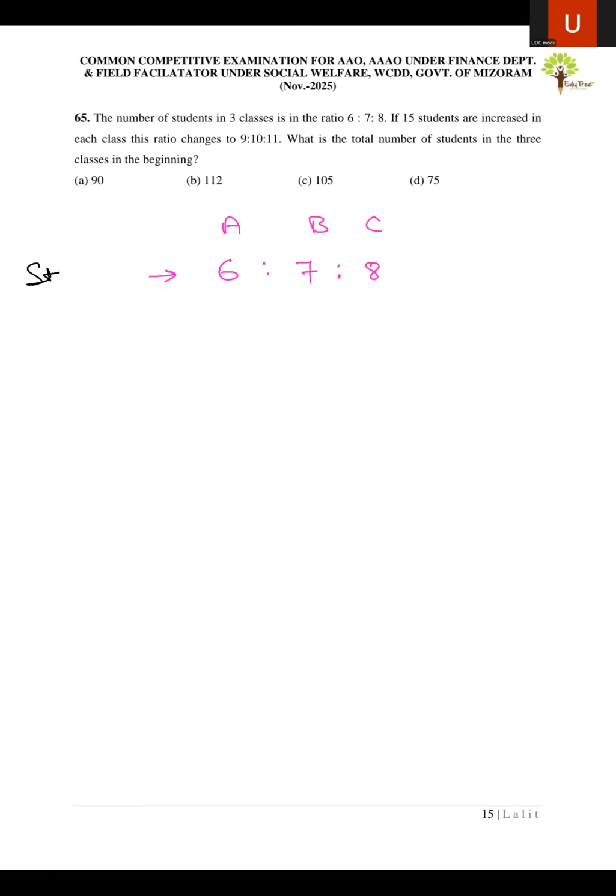I was saying if 15 students are increased in each class, this ratio changes to 9 is to 10 is to 11. All right. What is the total number of students in 3 classes in the beginning? So we have to find how many students were there in the beginning.